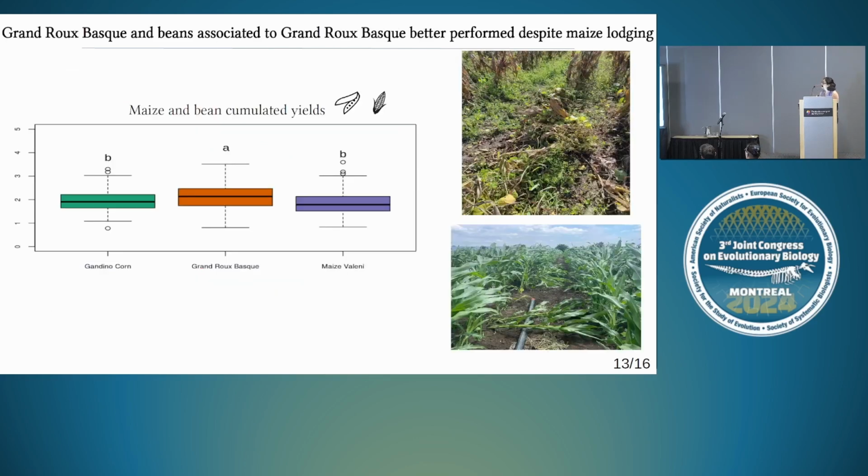Okay, and the last result I wanted to show you is that all these pictures of maize lodging were obtained with the Grand Roux Basque. It was the least competitive, and so severe lodging occurs with this maize. But besides this, it's also with this maize that we obtained the highest cumulated maize and bean yields.